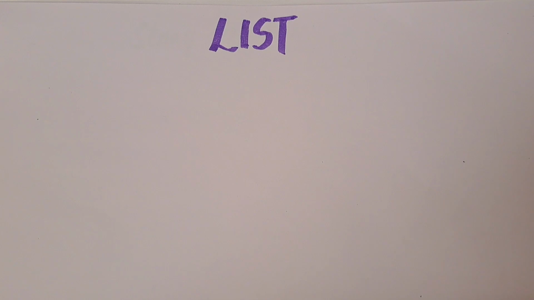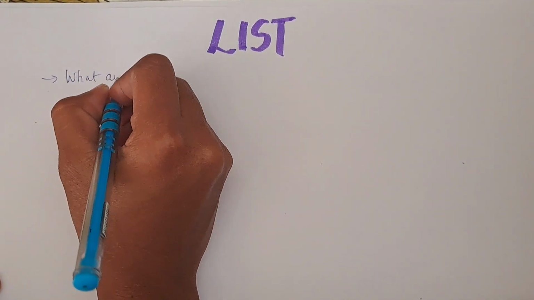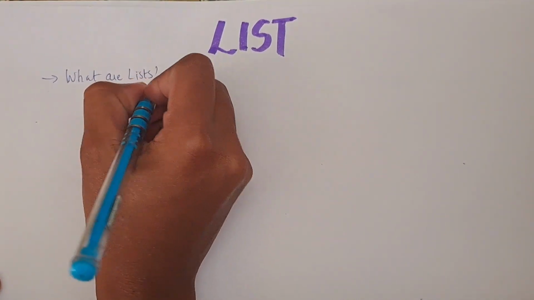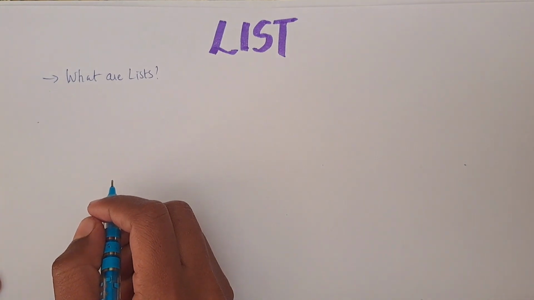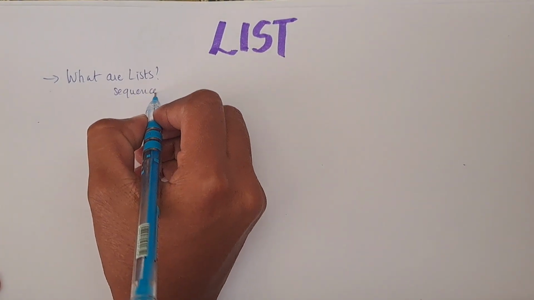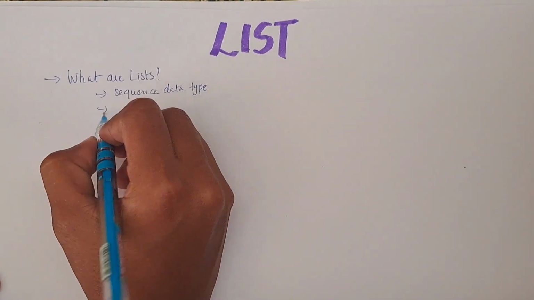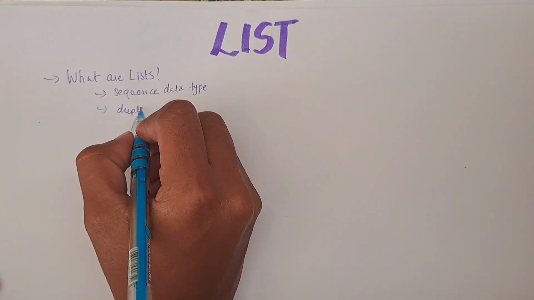In this video, you will learn about the list concepts in Python. So actually, dealing with the list concept, let us know what are lists. A list is a sequence data type, and duplicates are allowed.